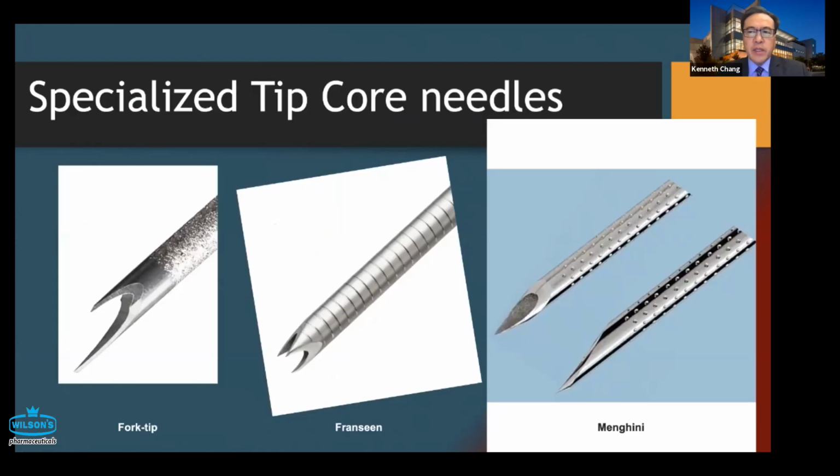Then we enter into the era of the specialized tip core needles, which are very sharp. This is the fork tip. This is the Franseen tip. And then we have the Menghini tip. So the tips are modified and they're very sharp. And this has resulted in even better yield on liver biopsy.